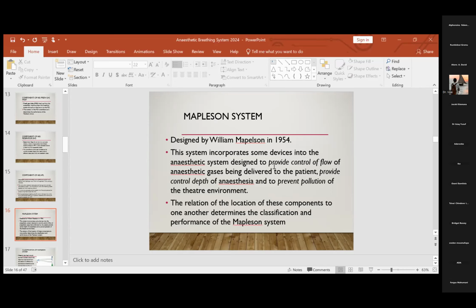Remember that in open drop anesthesia or insufflation, there's no control of the flow of anesthetic gases being delivered to the patient. So the Mapperson system is designed to provide a controlled flow of anesthetic gases. Number two, to provide control of depth. If you're able to control the flow of anesthetic gases, you'll be able to control the depth of anesthesia. And number three, which is very important, is to prevent pollution of the theater environment. These are the things Mapperson had in mind in designing the breathing system. I mentioned before that the location of the components, especially the fresh gas flow inlet and the APL, determines the classification and performance of the Mapperson system.